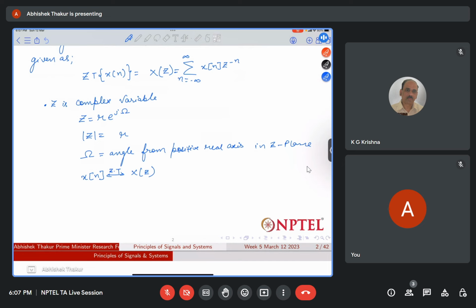So we were talking about the region of convergence. Whenever we find a Z transform, we also have to check the region of convergence, that is, for what values the given Z transform converges. So we'll take some examples and see for what values it converges.